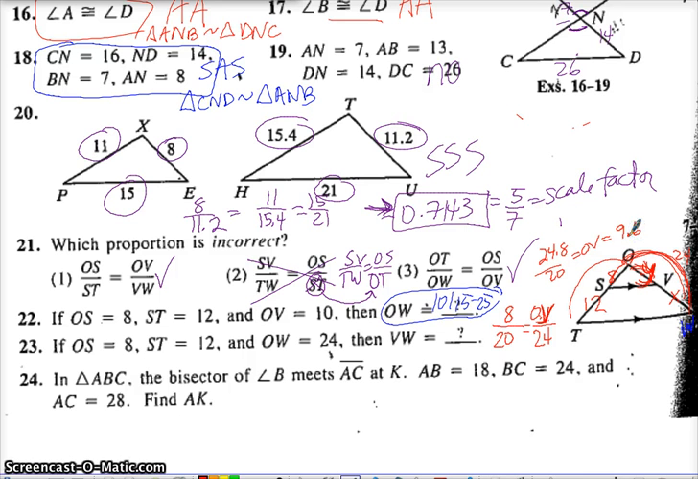Okay, but that's not the answer. The answer is not what is the value of OV. The answer is what is the value of VW. Well, if this was 9.6, I'm going to subtract that from 24, and so I get 14.4.